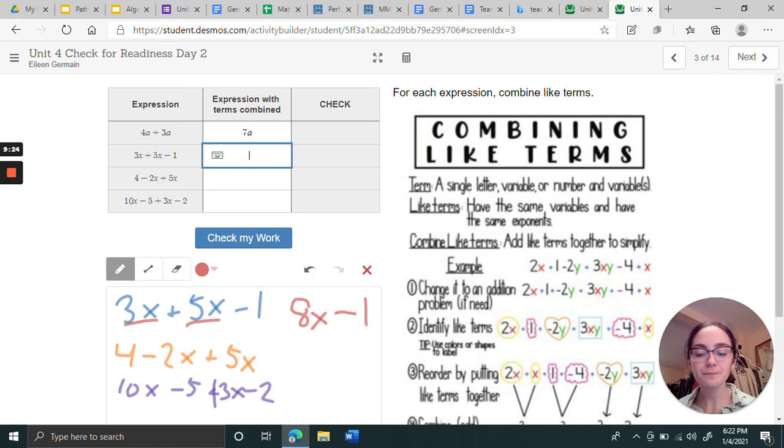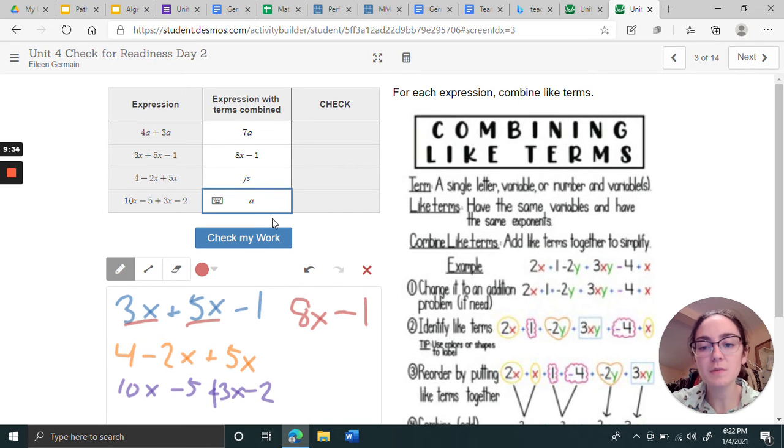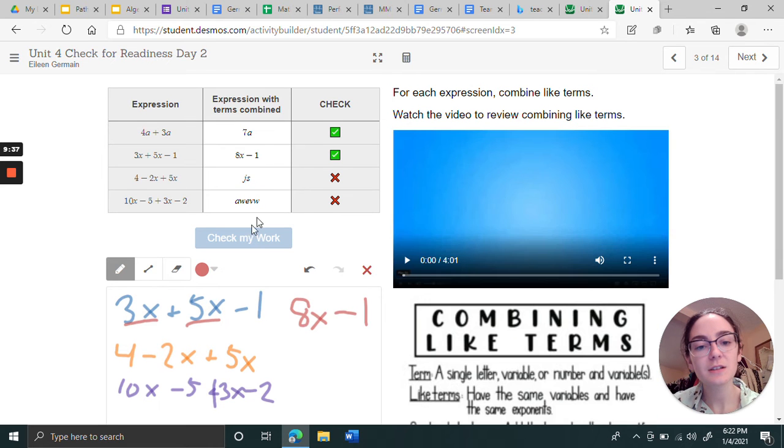So this one would be 8x minus 1, and then you're going to fill in your other answers here as well. I'm just going to throw some things in here just so you can see what happens. If you get it incorrect, it's going to give you a video on combining like terms.